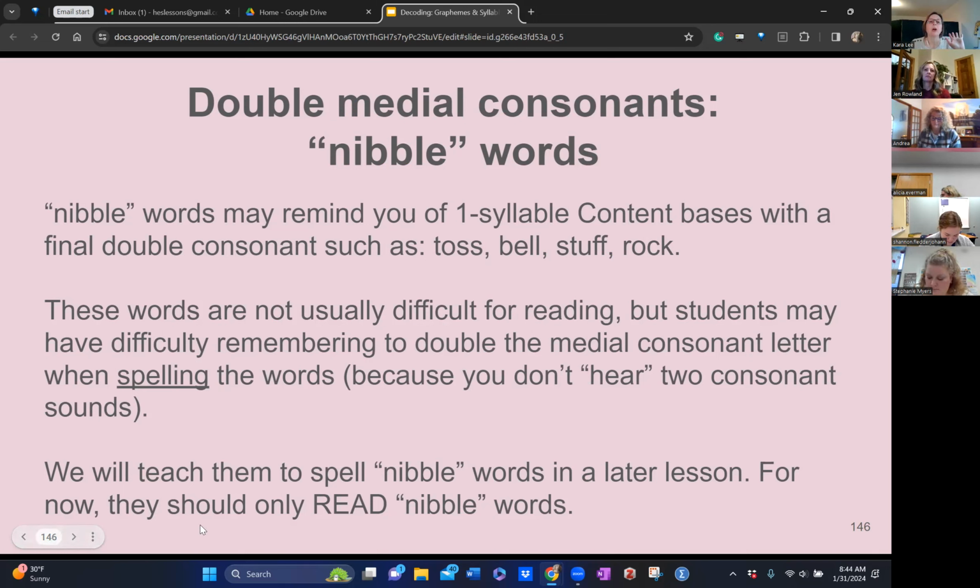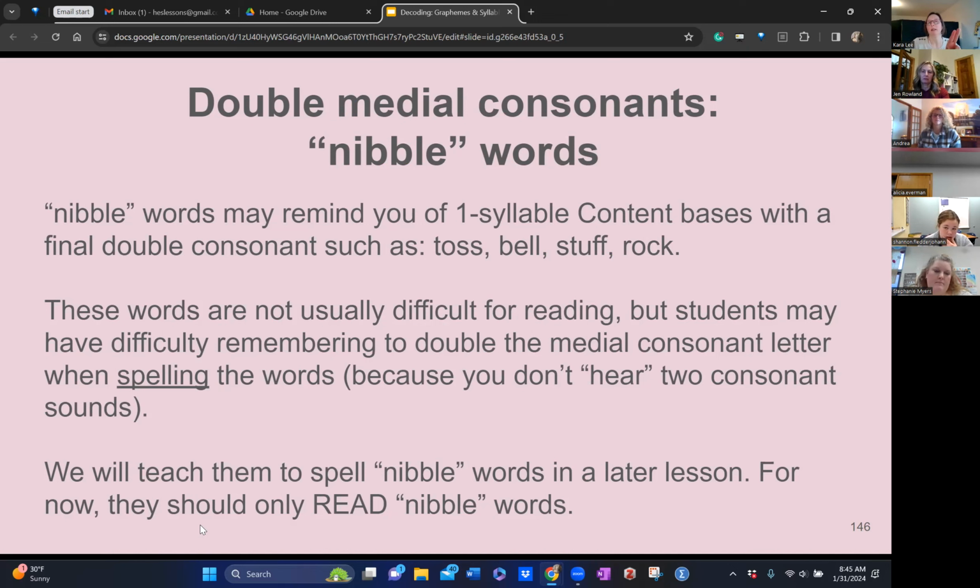Now, we are not going to ask them at this point to spell nibble words. So you're going to hear us talking about this word nibble a lot, and you need to know what we mean. We mean consonant LE words that have a double medial consonant. This is what we're talking about.